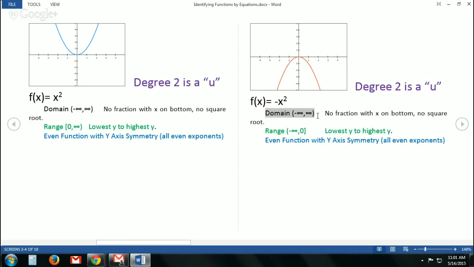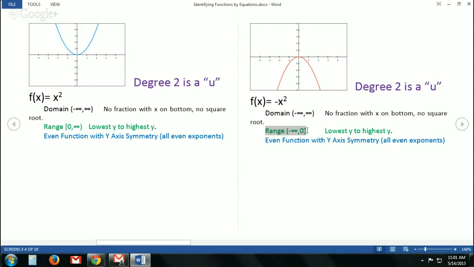Now, as you think about the range of this one, the lowest is going to be negative infinity because it's heading down forever on both sides here. So negative infinity is our lowest y. What's our highest y? It's up here at 0. So the range of this, it has a low value of negative infinity and a high value of 0. So lowest y to highest y, negative infinity to 0.